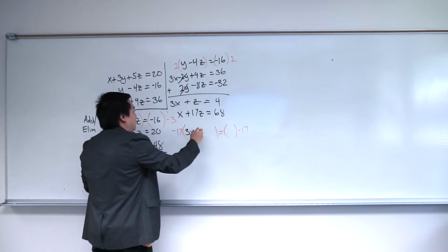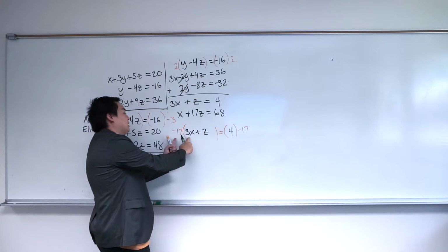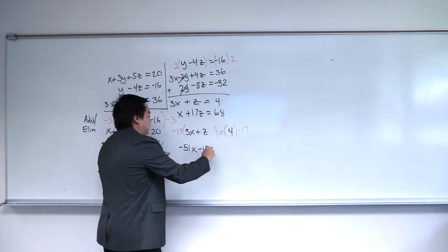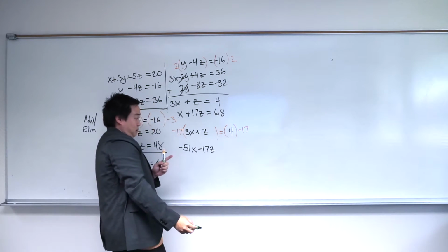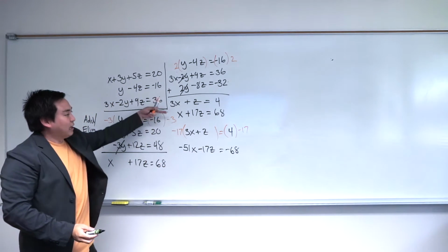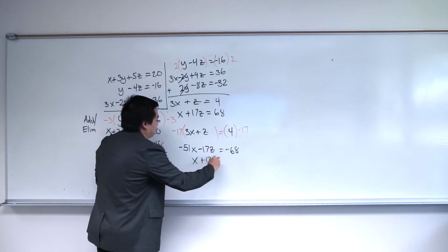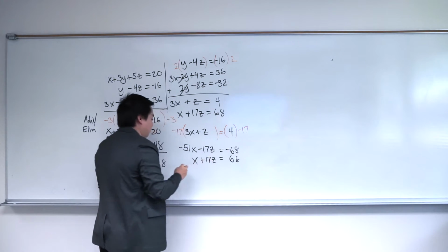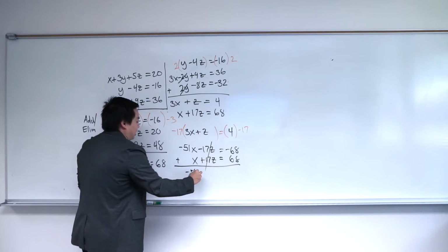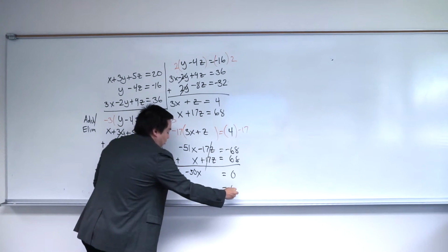So I get 3x plus z equals 4 over here. So 3 times negative 17 is negative 51. The negative 17z stays, and this one becomes negative 68. And then I will copy the equation underneath. So x plus 17z is equal to 68. Add straight down. These cancel. Minus 50x is equal to 0. So again, we get the x value is 0.